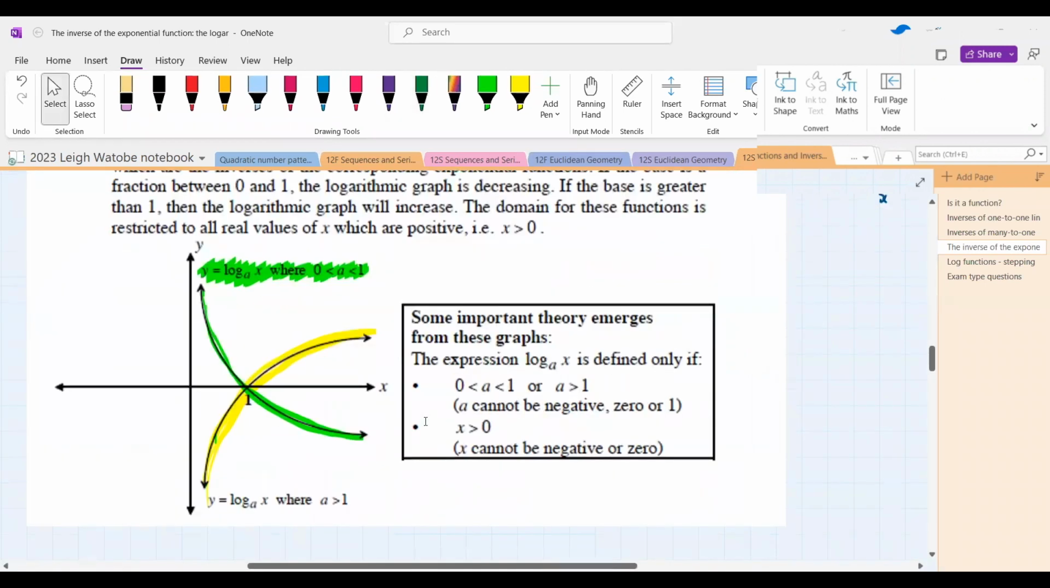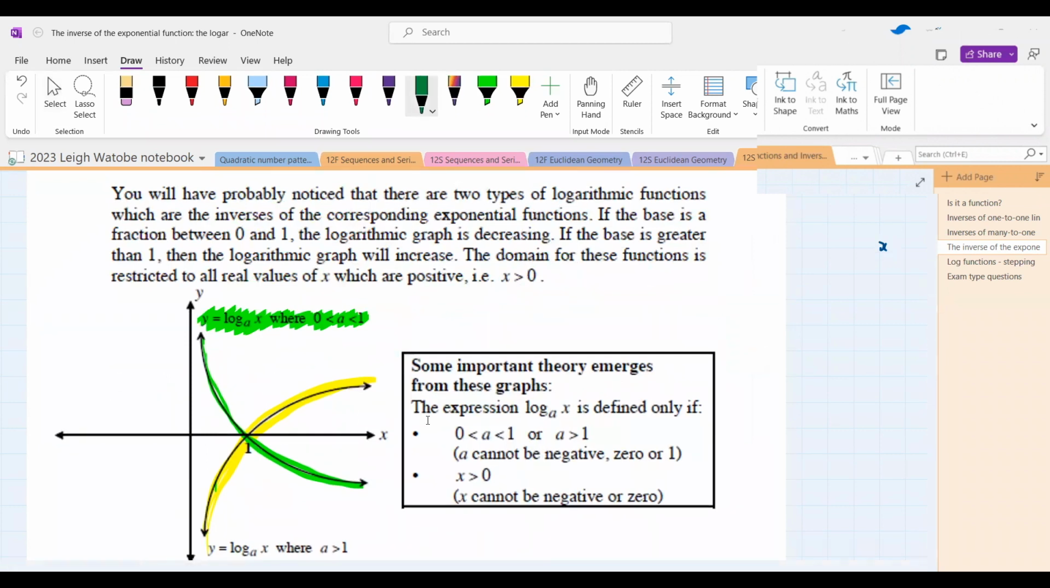Then they just speak a little bit over here about how a log expression can only be defined if a, which represents the base in this case, is valid. They're just using the letter a to represent the base. So the base can either be bigger than 1 or it can be between 0 and 1. Okay, so a cannot be negative, it cannot be 0, and it cannot be 1. That's really, really important.